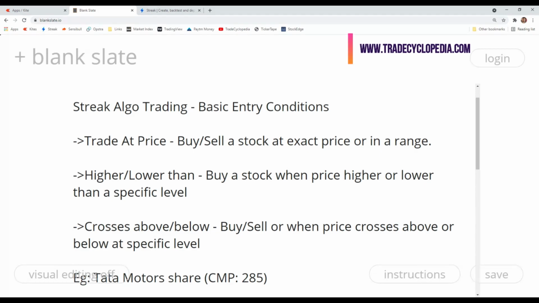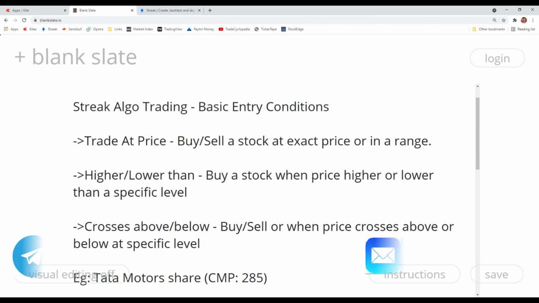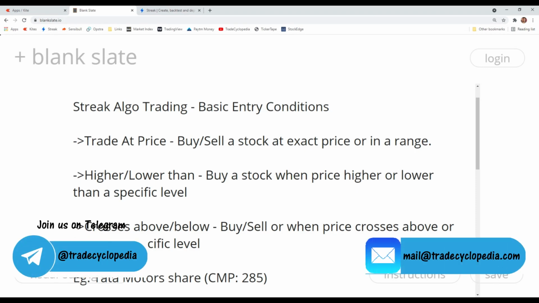This video is to explain to you all about the basic entry conditions of Streak. So this is very important. Before you start creating complex strategies or go into a deeper level of trading plans using Streak, you should really understand what the basic entry conditions available in Streak are and how they work.